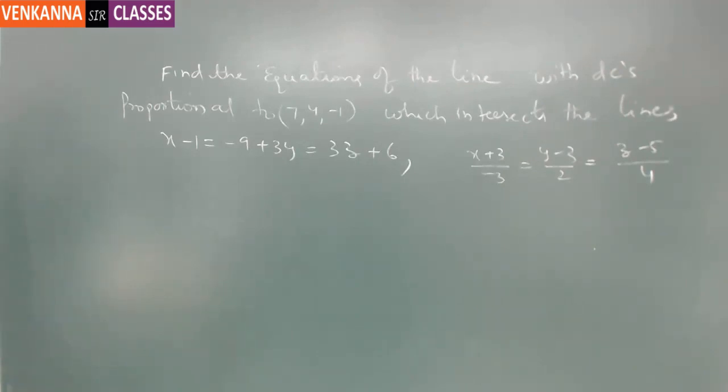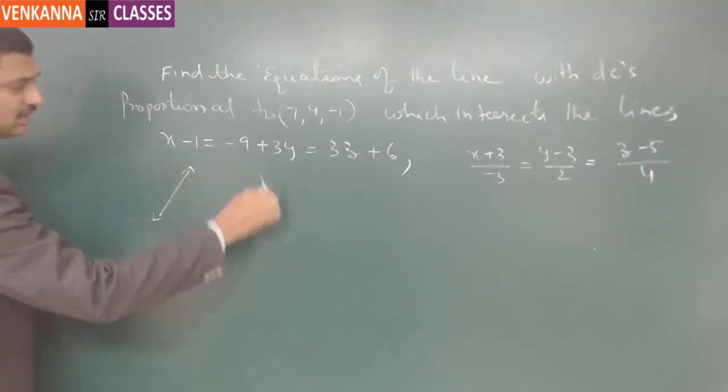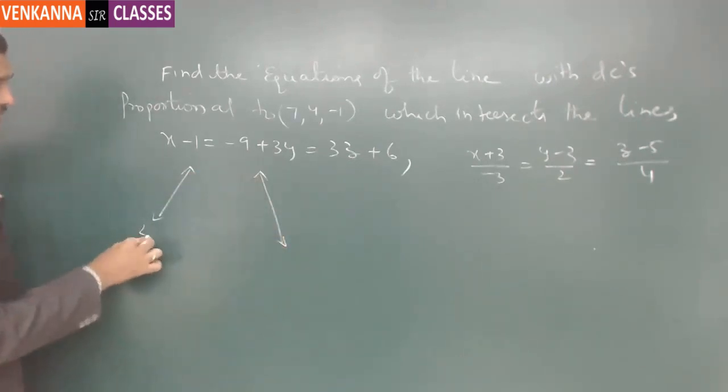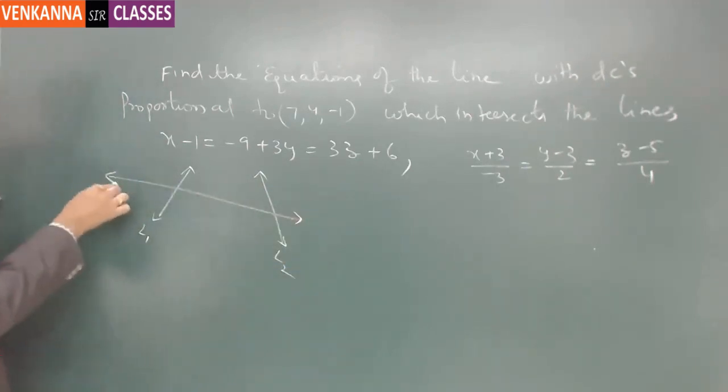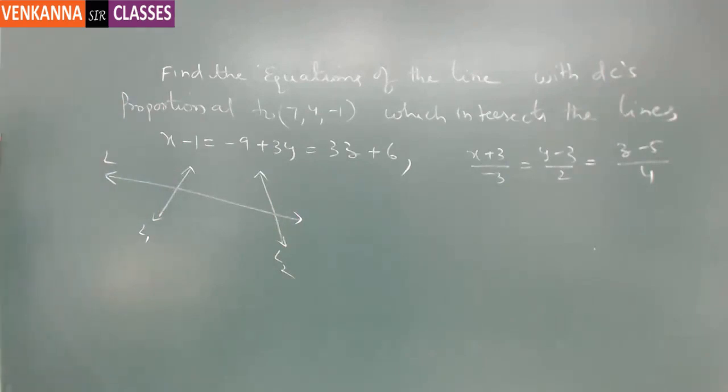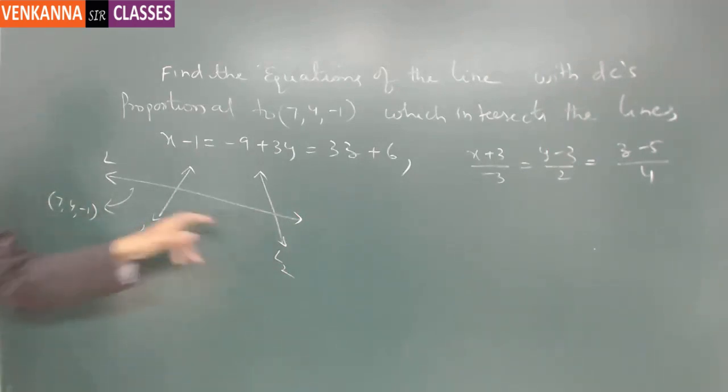So the simple visualization is, let us say these are the two lines, L1 and L2, and this is our required line L. And what is given is that if we calculate the DCs of this line, they are proportional to 7, 4, minus 1. So understand that the required line is intersecting the two lines. So do you agree with this figure?